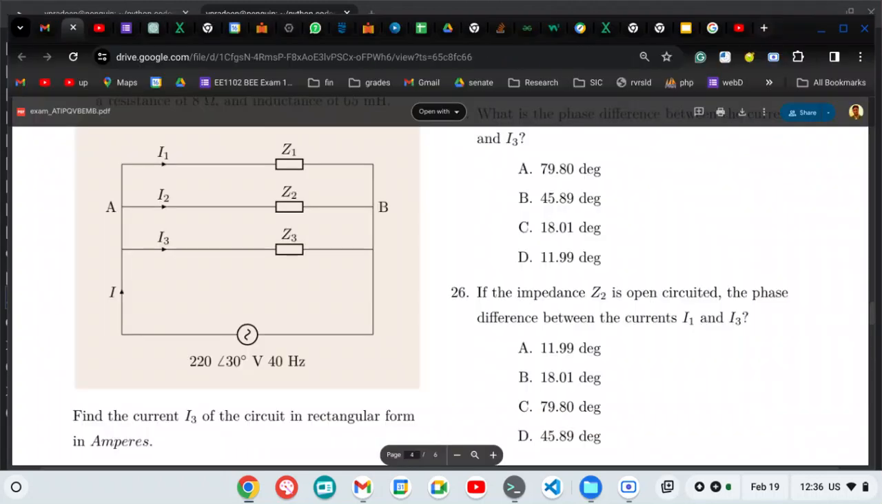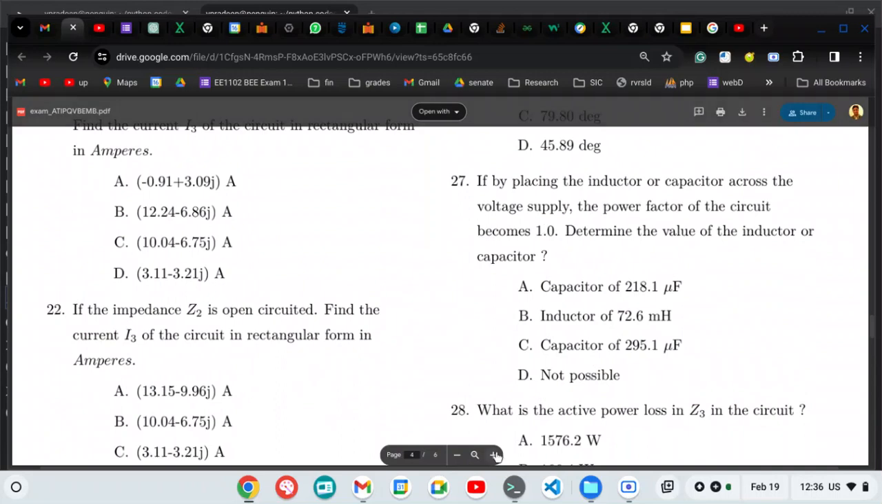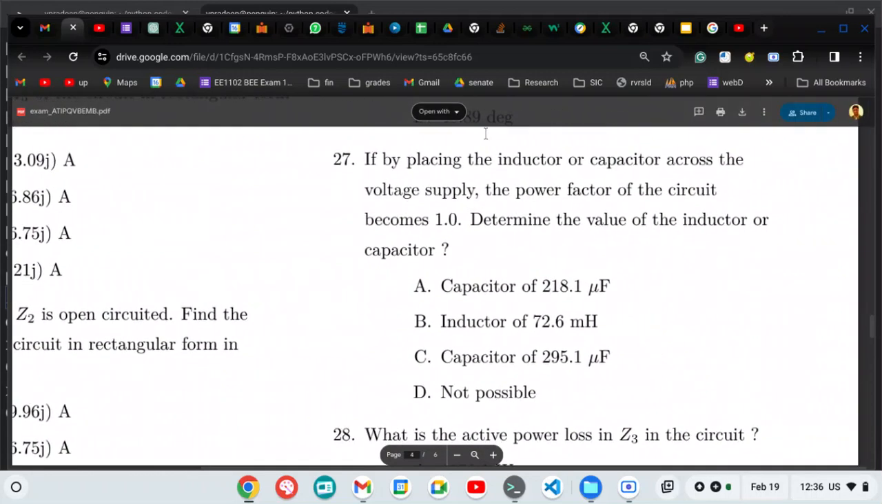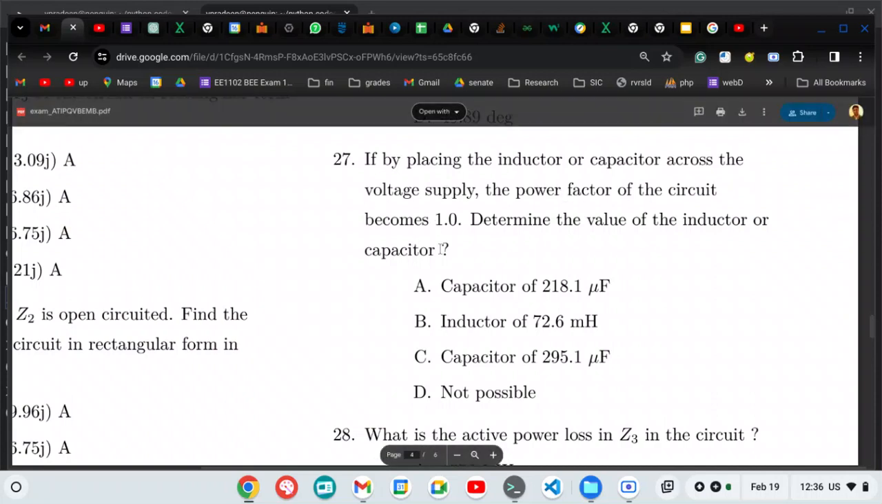So now question number 27, a separate video is needed because it is the trickiest question. So let's see what it is. The question is, by placing an inductor or capacitor across the voltage supply, the power factor of the circuit becomes 1.0. Determine the value of the inductor or the capacitor. So across means connection in parallel to the voltage supply.